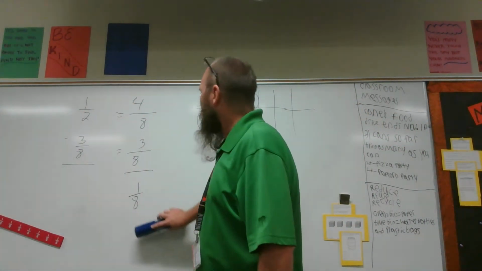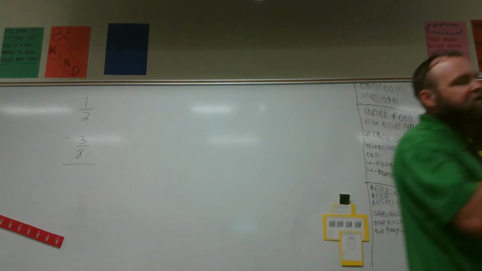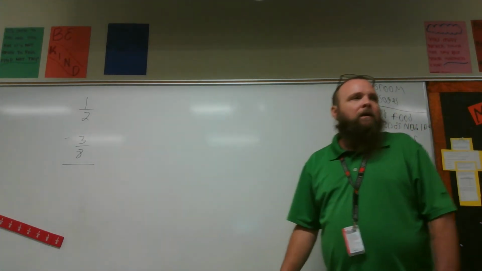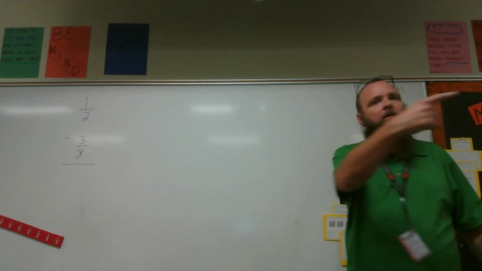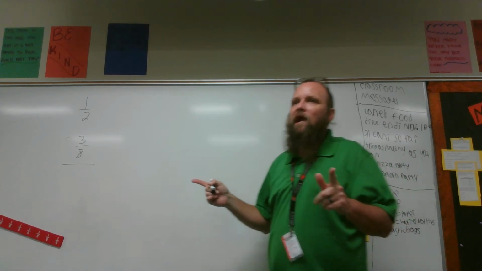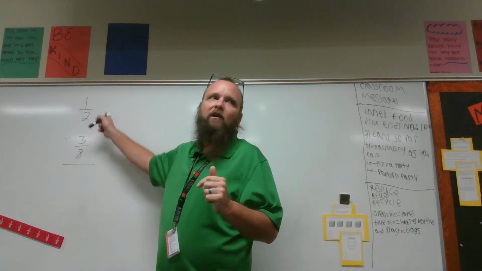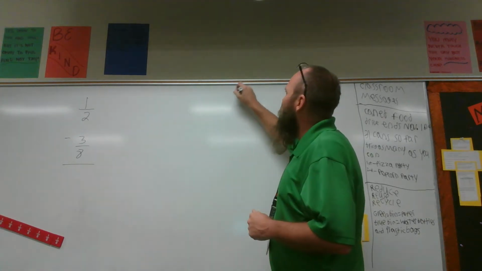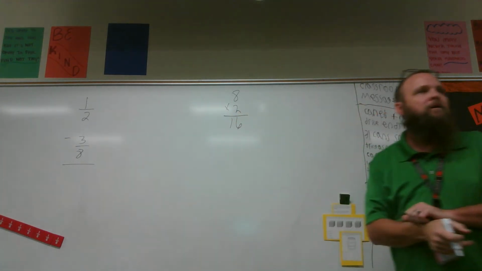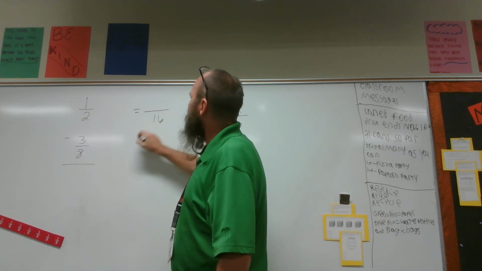But let's do it the other way. The way Mr. Antics taught us, we multiply the denominators together to get our common denominator. So we would multiply 8 times 2, and our common denominator would be 16. So we would change both of these fractions so that they're over 16.